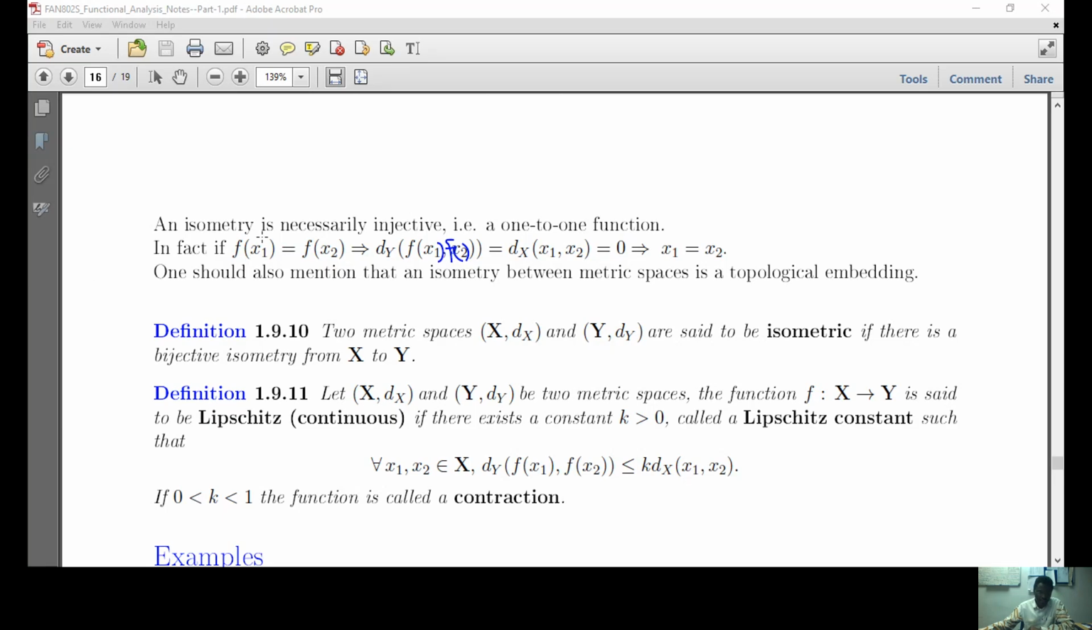Because f(x1) is equal to f(x2), the distance from f(x1) to f(x2) will be 0. So that's what we have here, right? This distance, which is equal to this, is 0. And we know that because the distance from x1 to x2 is 0, x1 is equal to x2. So that's why we say an isometry is injective, or a one-to-one function. So that is a simple proof, right? Just to rewrite things properly.